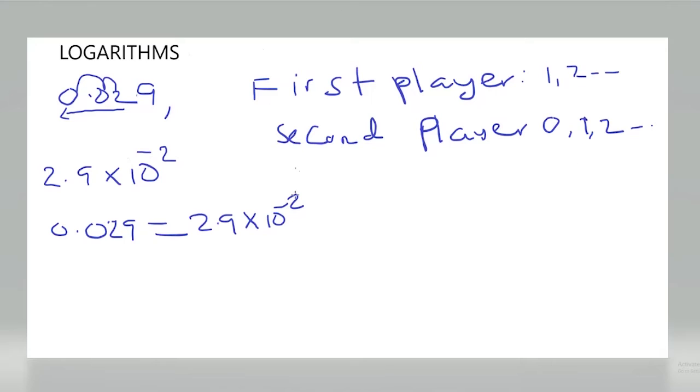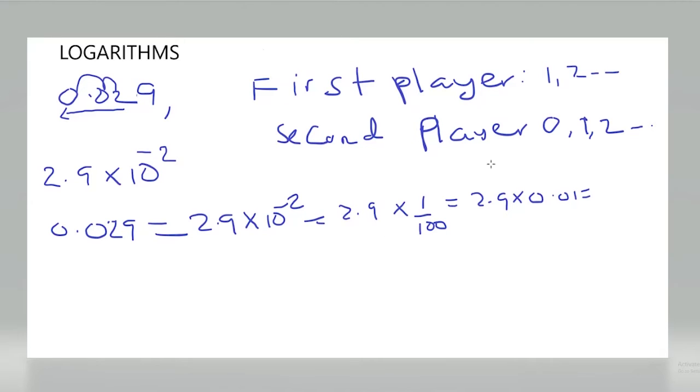This is the solution. Now if you need to prove it, you can see that 2.9 times 10 power -2 is equal to 2.9 times 1 over 100. If you take 1 divided by 100, it's equal to 0.01, which gives this one. So that is the proof.